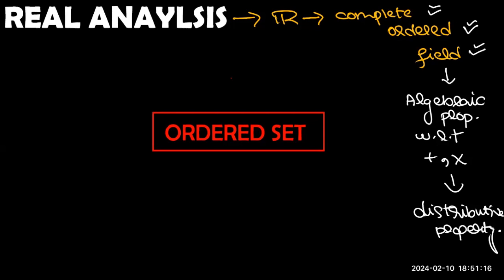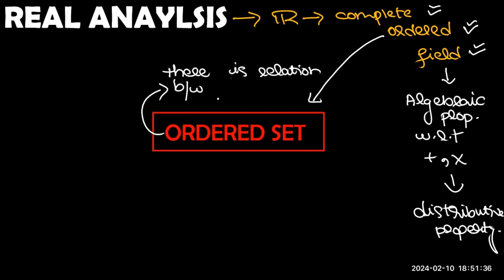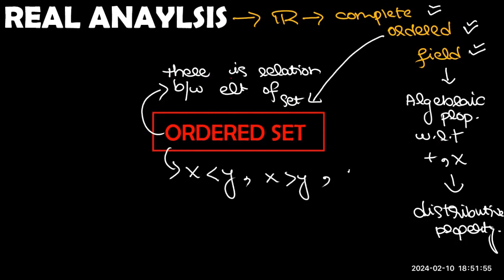Now our real number system is an ordered field. What do we mean by an ordered field? First we need to understand what an ordered set is. An ordered set means that there is a relationship between elements of the set. What kind of relationship is it? The relationship is of three kinds. First, x is less than y. Second, x is greater than y. Third, x is equal to y.